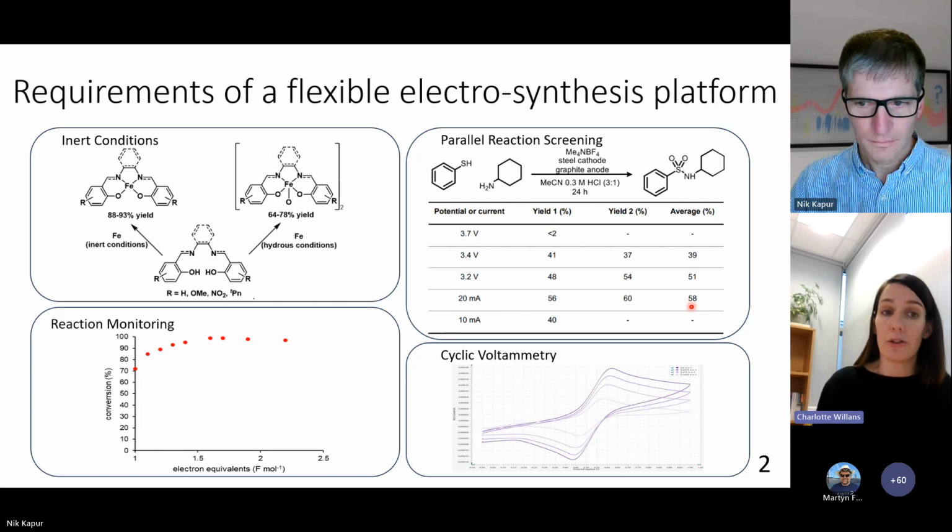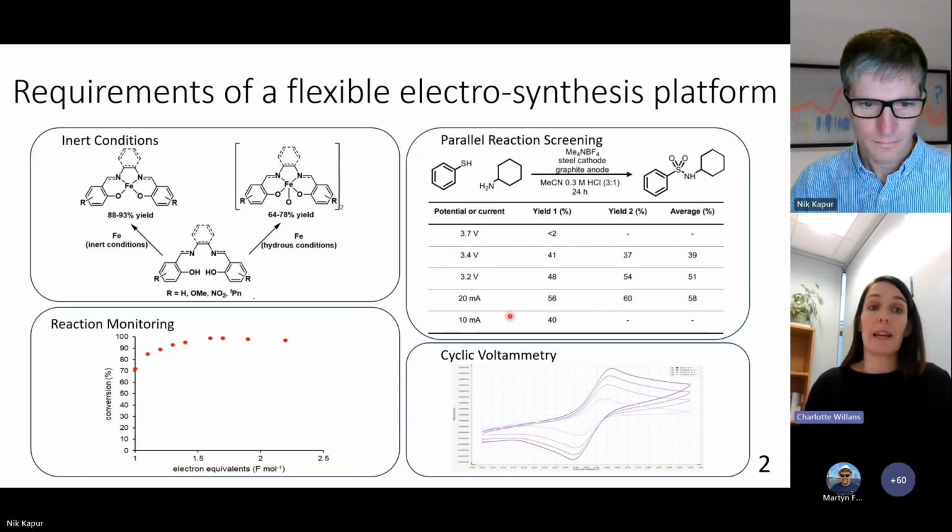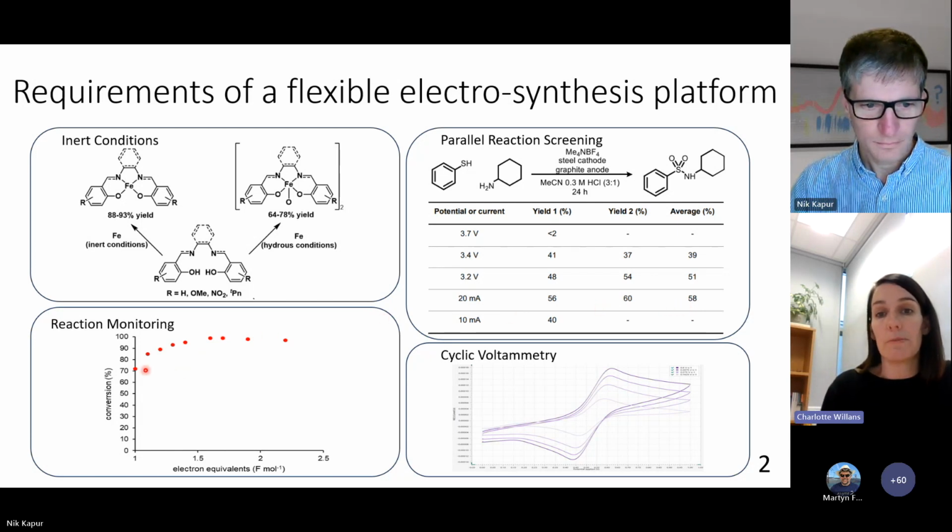Within a lot of chemical reactions, including electrochemical reactions, we want to be able to monitor reactions. So we need to be able to withdraw aliquots out so that we can analyse them over time.